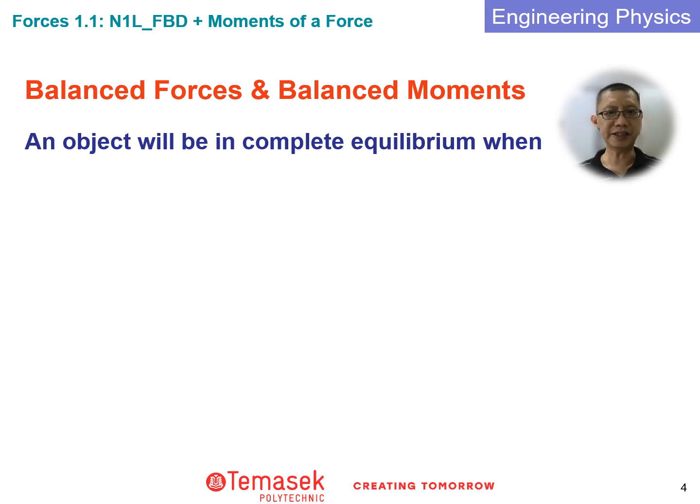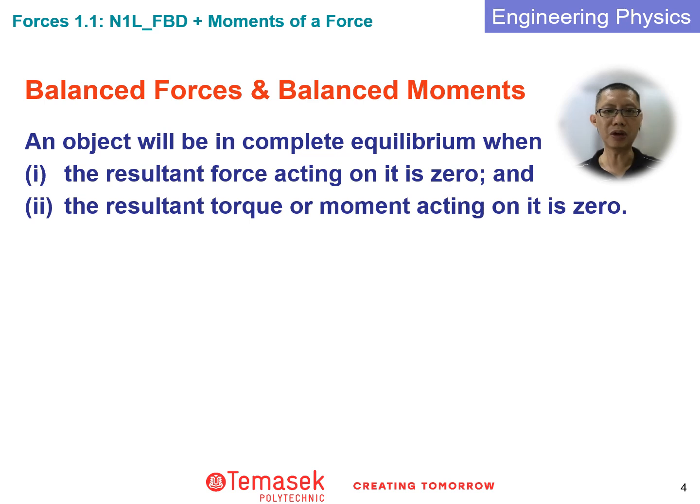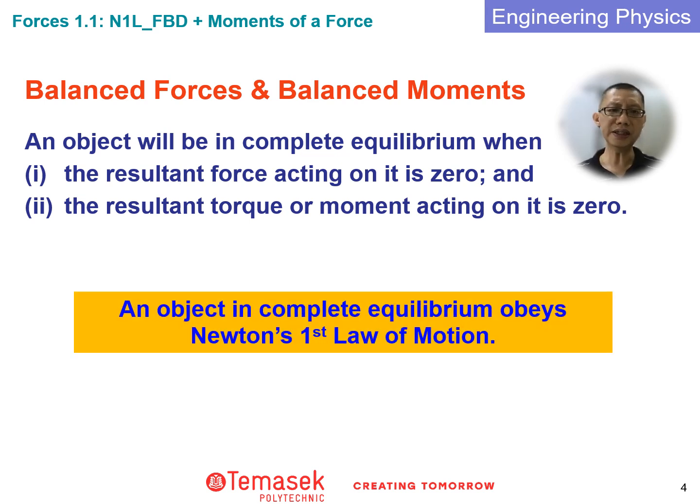An object is in complete equilibrium when two conditions are met. First, the resultant force acting on it is zero. Second, the resultant torque or moment acting on it is zero. This aligns with Newton's first law of motion, which states that an object at rest or moving at a constant speed in a straight line will remain so unless acted upon by an external resultant force.